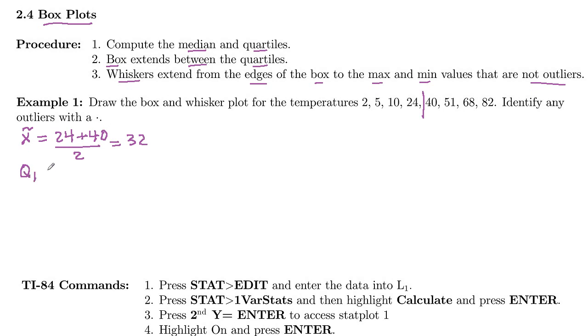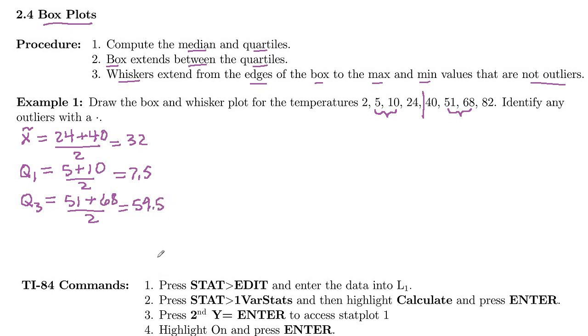Q1 is the median of the lower half of the data. So here's the lower half, and the median of the lower half will be the average of those two values. So Q1 is going to be 5 plus 10, average of the two middles, divide by 2, 7.5. Q3, median of the upper half. So there's 4 values in the upper half. That means 2 middles here. So 51 plus 68 get averaged, which is 59.5 if you do the calculator work there.